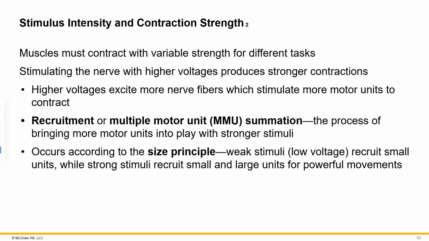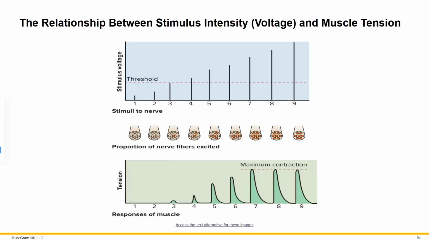Muscles must contract with variable strength for different tasks. Stimulating the nerve with higher voltages produces stronger contractions. Higher voltages excite more nerve fibers, which stimulate more motor units to contract. Recruitment, or multiple motor unit summation, the process of bringing more motor units into play with stronger stimuli, occurs according to the size principle. Weak stimuli, low voltage, recruit small units, while strong stimuli recruit small and large units for powerful movements. And here you can see where threshold is, the proportion of nerve fibers excited, and the response of the muscle.